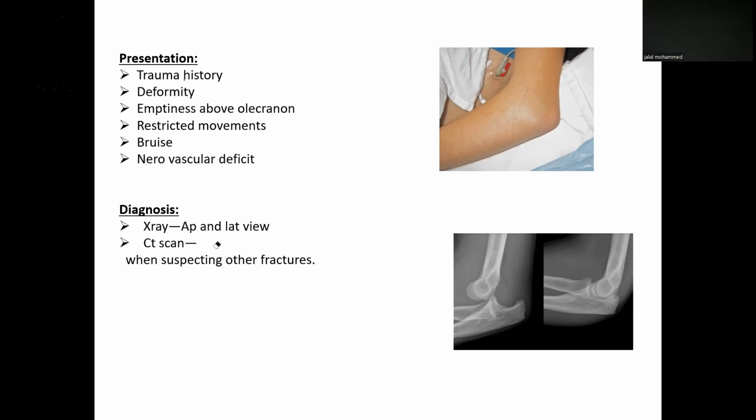You need to take both AP and lateral views, where you can see the olecranon lying posterior to the distal end of the humerus. And if you are suspecting any fracture, either of the olecranon, the coronoid, or the humerus, and you are still having doubt, you can take a CT scan to plan accordingly. What is the treatment you can plan after taking the CT scan?